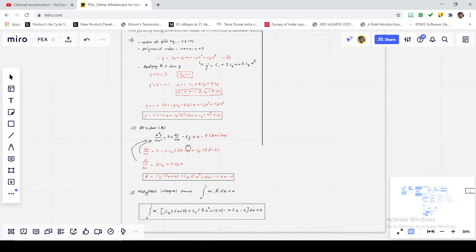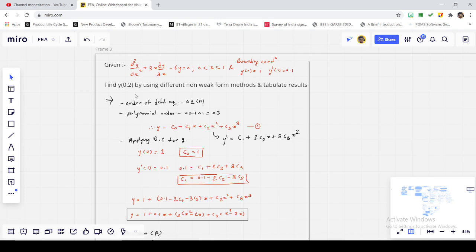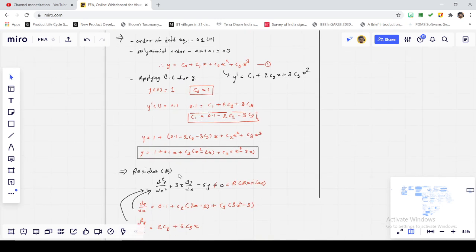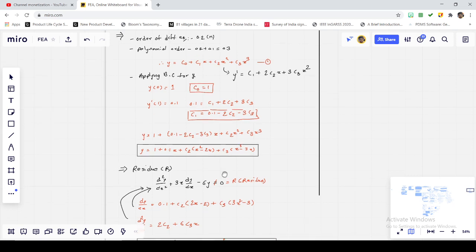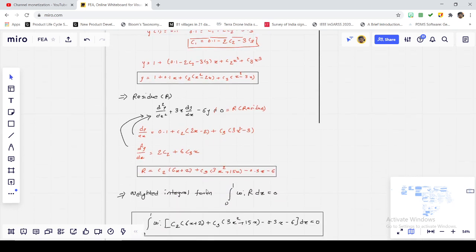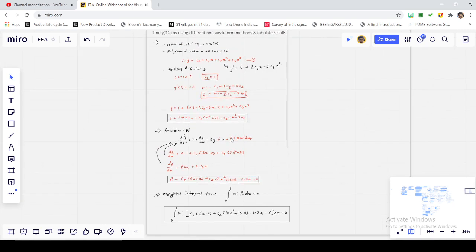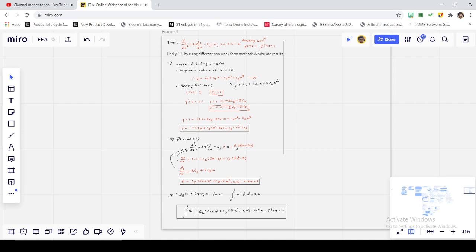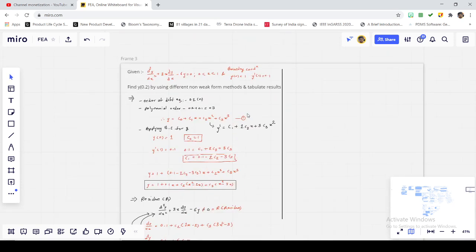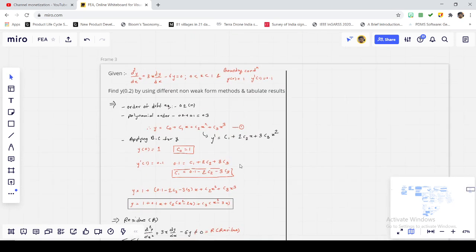Okay, so these are the initial steps which we need to perform: starting with finding the polynomial, finding the residue by equating with the given equation, and then finding the weighted integral form, integration 0 to 1 wi R dx. These three steps will remain the same for all the methods which we are learning for the non-weak form type of methods. Okay, so in the coming video we will be starting with the Galerkin method. So stay tuned. Do watch the next video in this series for Galerkin, Petrov-Galerkin, least square, point collocation, and subdomain methods.